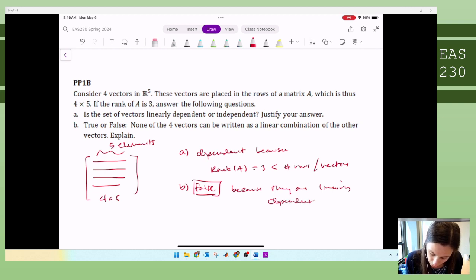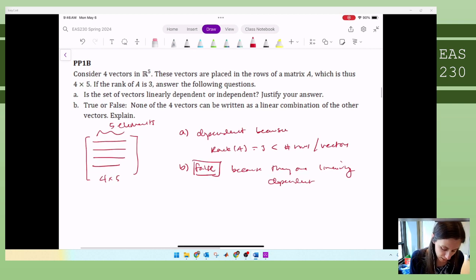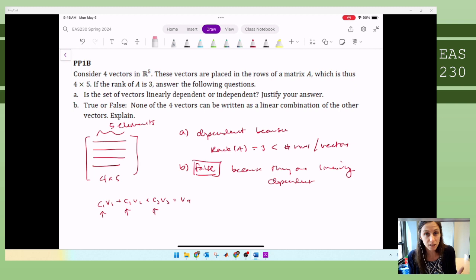So just like above, we can see that they're linearly dependent, which means they are linear combinations of each other, where I can say C1 V1 plus C2 V2 plus C3 V3 equals V4. These constants here, C1, C2, and C3, are not all 0. It doesn't matter if it's just one of them that's not 0. Somehow I can use V1, V2, and V3, add them all together by multiplying by constants to get to V4.